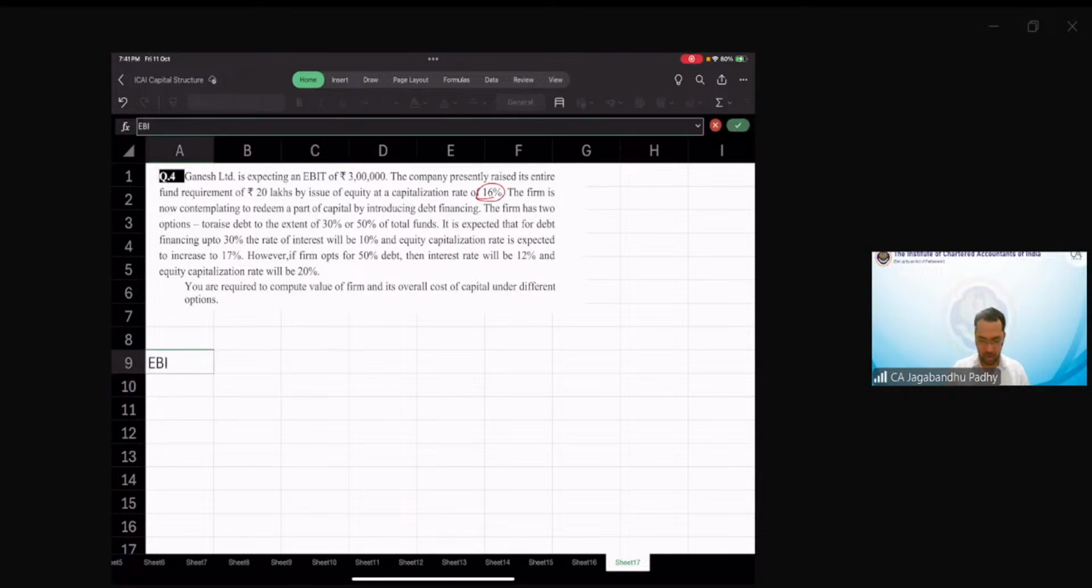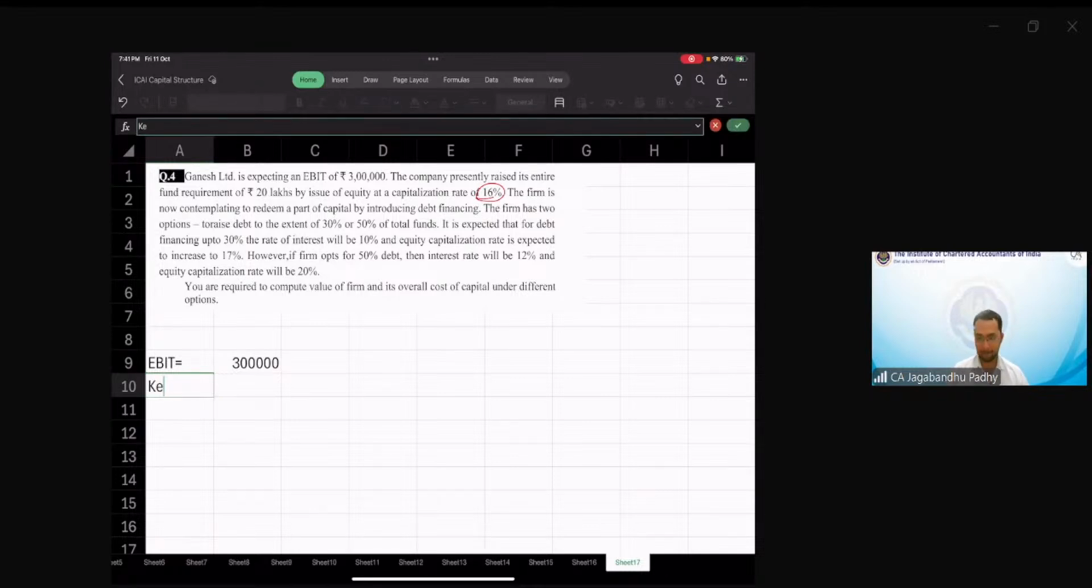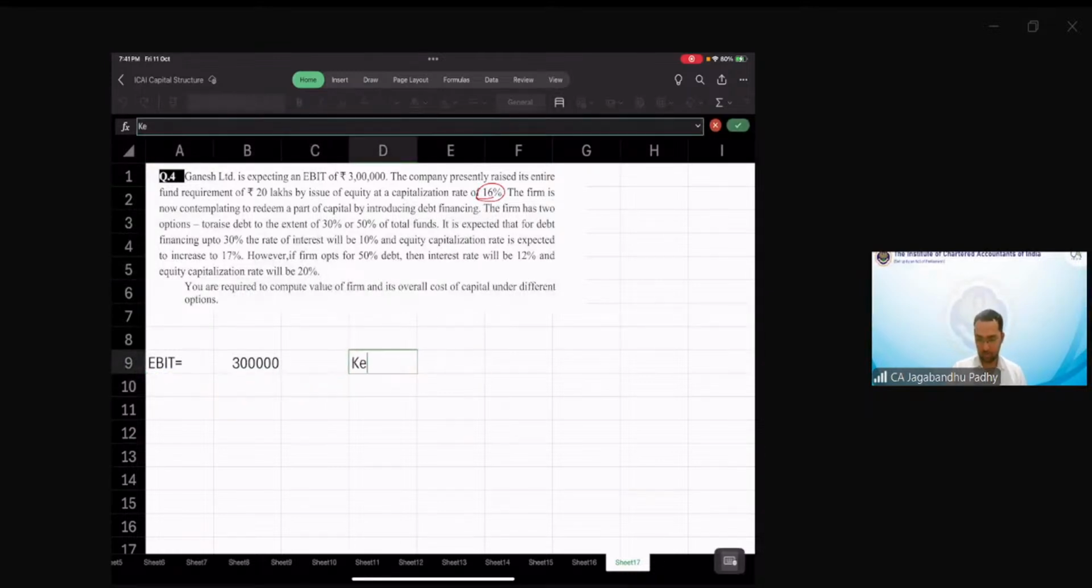Okay, so here we have the amount of EBIT to be 3 lakh. The company presently raised its entire fund requirement of 20 lakhs by way of equity capitalization. The current capitalization is 16%. So KE is given to us to be equal to 16%.